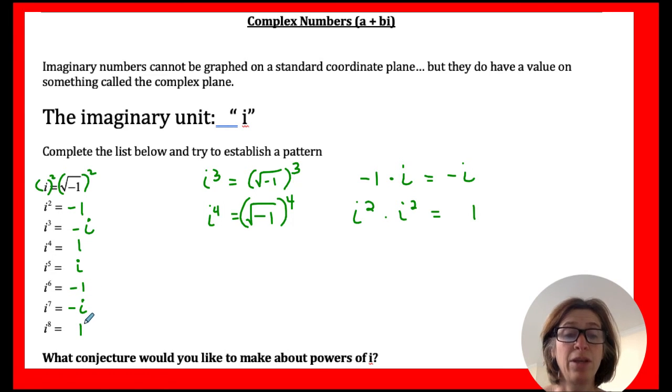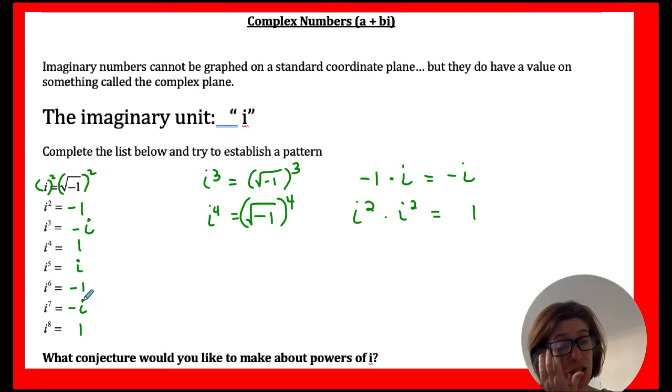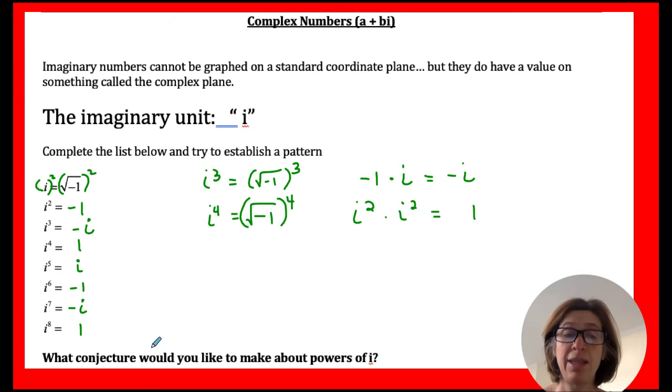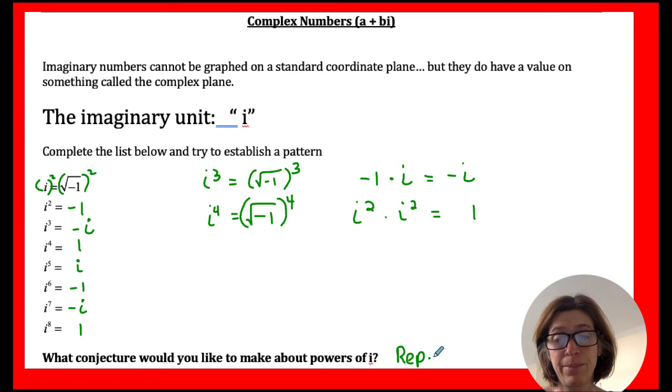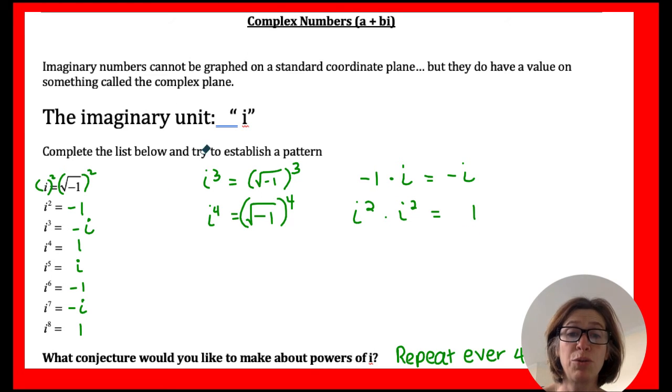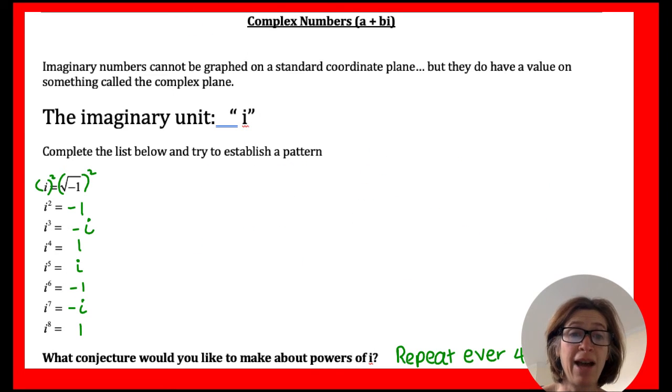And in class today, you guys made a conjecture about this pattern. The conjecture was that the powers of i repeat every 4 powers. And so we walked through that. That would mean that i to the 9th would be i, i to the 10th would be -1, i to the 11th would be -i, and i to the 12th would be 1.